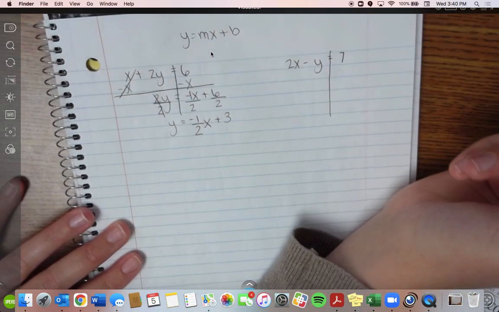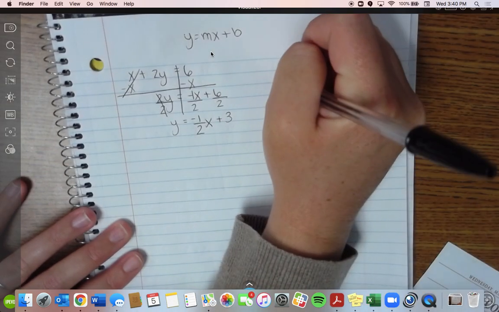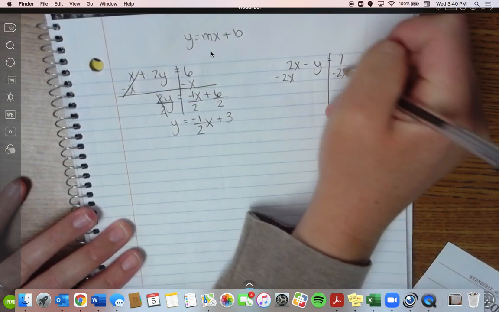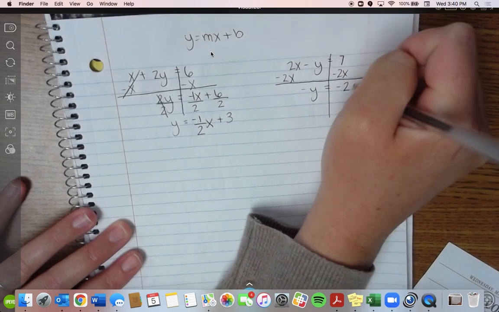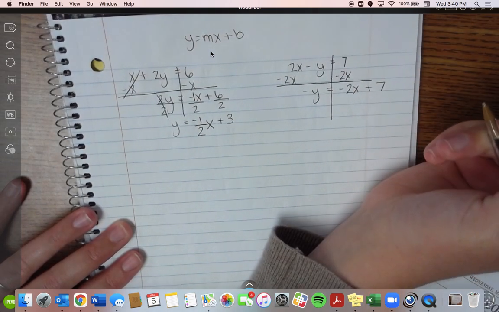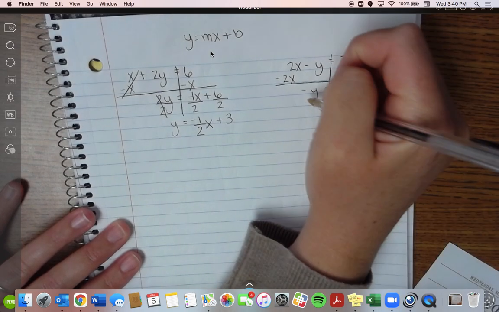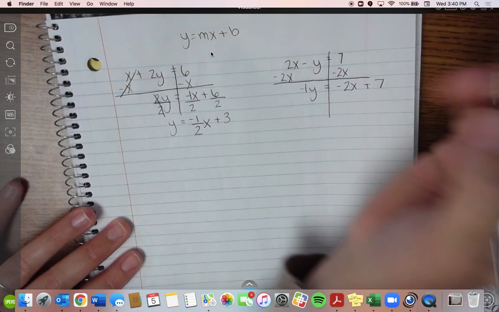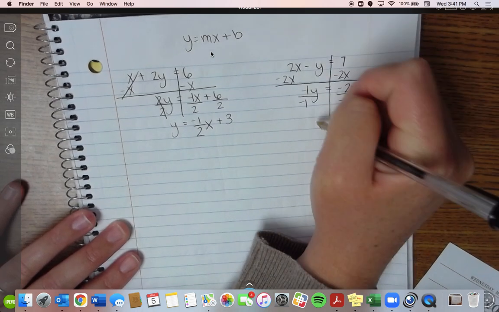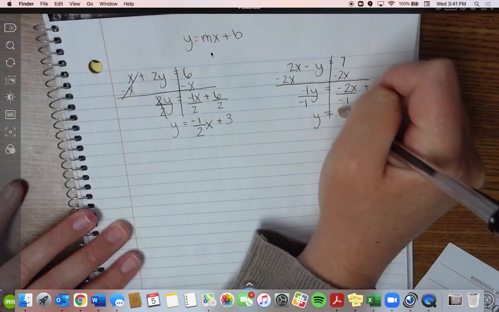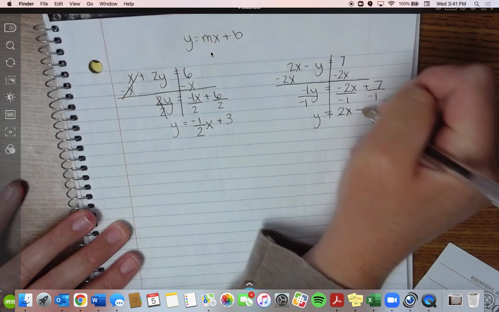In my second equation, it's very similar steps. I'm going to subtract 2x from both sides. That gives me negative y equals negative 2x plus 7. This is a negative 1y. Put that 1 there, so I need to divide everything by negative 1. That gives me y equals positive 2x minus 7.